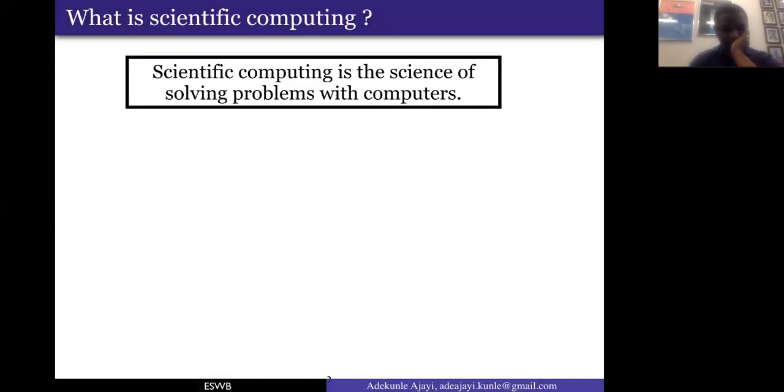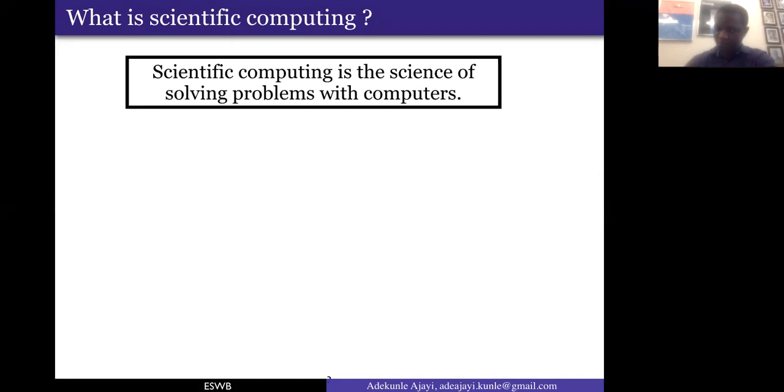Yeah. So I was saying, what is scientific computing? Basically, in simple words, scientific computing is just the science of solving problems with computers. It's as simple as that. Just using the computer resources to solve your problem. Your problem might be for industrial purposes. It might be for academia. It might be for whatever need that you want. But basically, you're just using the resources that a computer has to solve your problem.